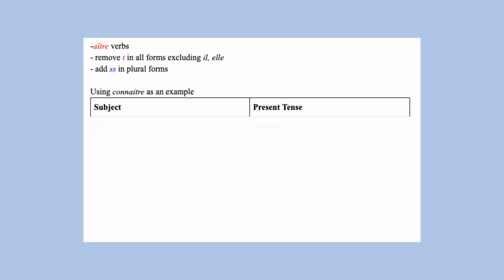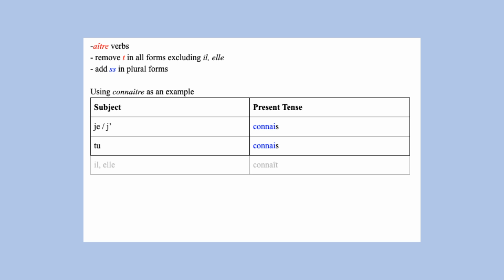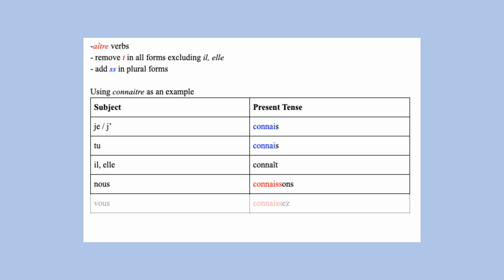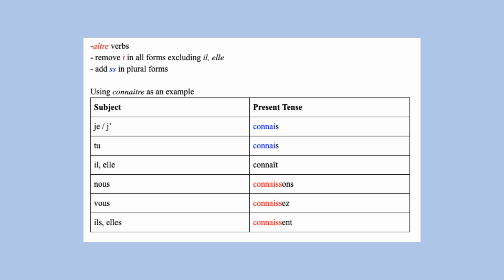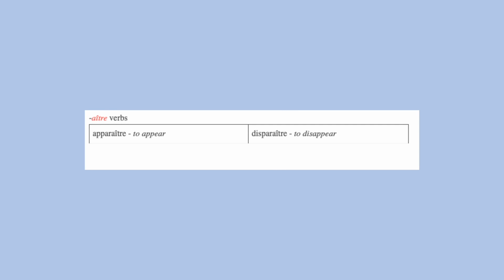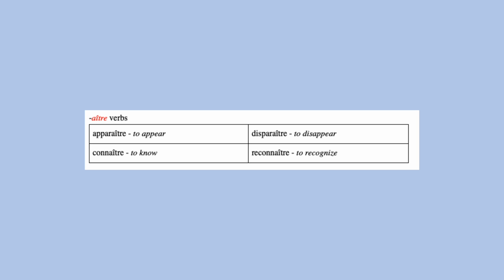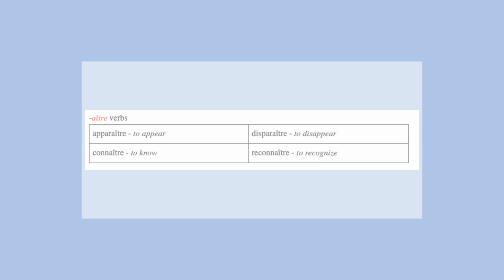Être verbs remove the T in all forms except elle in the singular form, and they add two S's in the plural forms. So for connaître, we have connais, connais, connaît, connaissons, connaissez, connaissent. And here are a few être verbs which follow the same pattern.